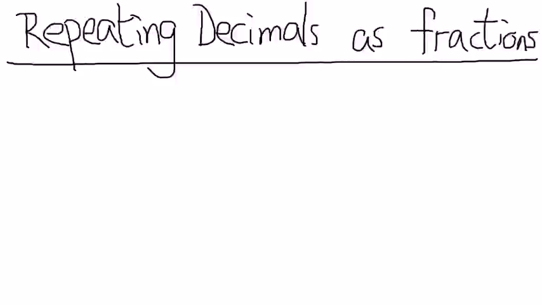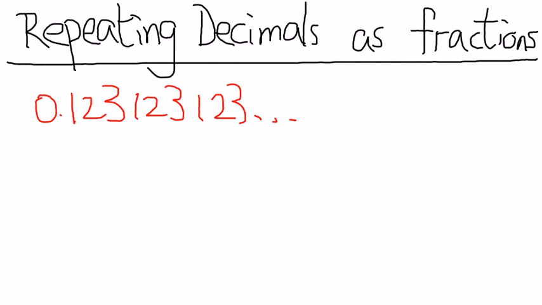Welcome everybody. In this video we'll look at the properties of repeating decimals, and repeating decimals should be quite familiar to everybody because a repeating decimal can be something like that. So the same pattern keeps repeating itself infinitely. The pattern here is 1, 2, 3 for this problem.